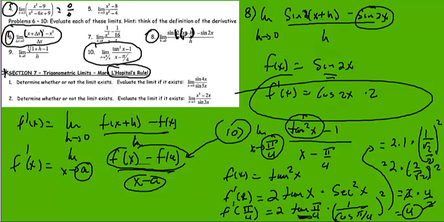So it looks like they're asking you to take a limit, but they're not. They're really asking you to find a derivative. And these types of problems do show up on the AP test multiple choice all the time. Right, so let's go to the last couple of examples.